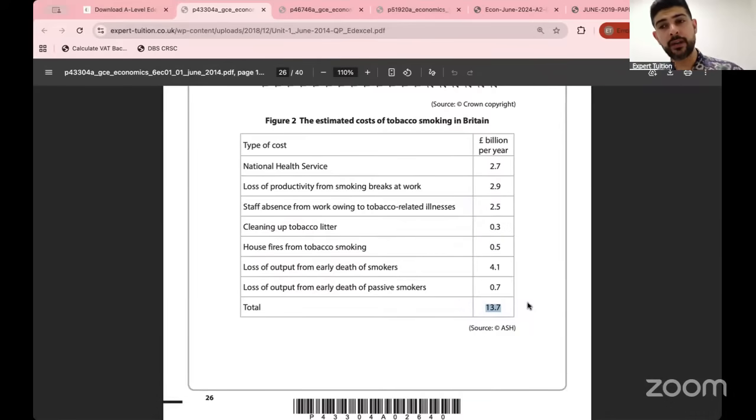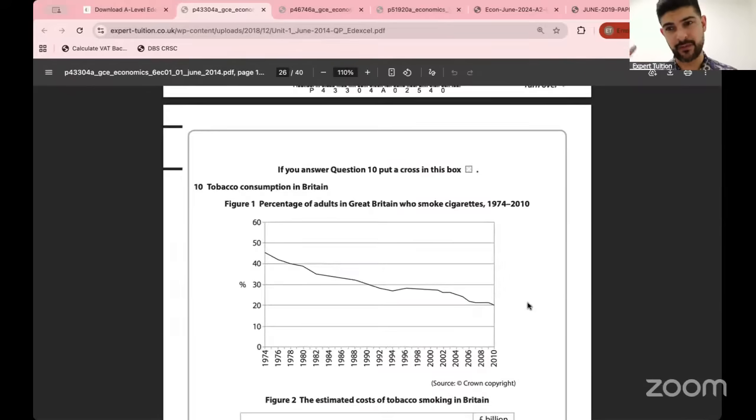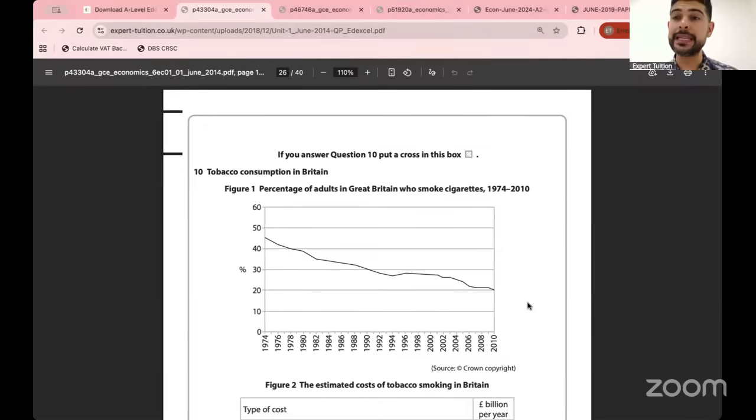Because if you look at figure one, the percentage of adults that smoke in Great Britain has fallen from 1974 to 2010 from 45% to 20%. There you go. Lovely. Makes sense, yeah? So what that means is it's working. You go, hey, the tax is internalizing the external cost associated with tobacco smoking, and they need to do this because of the fact that the external cost is massive.